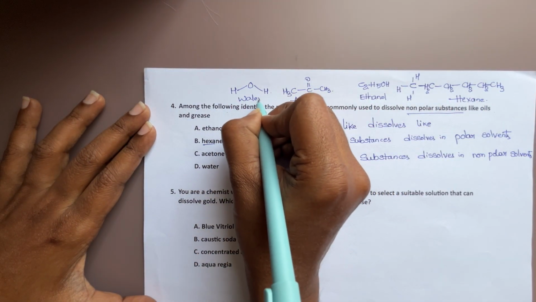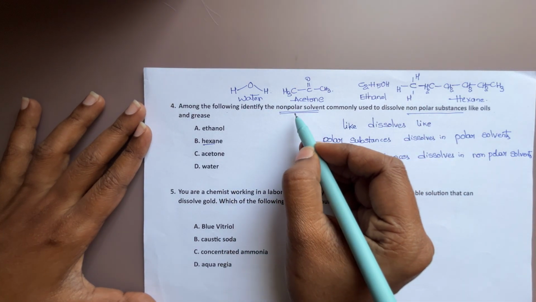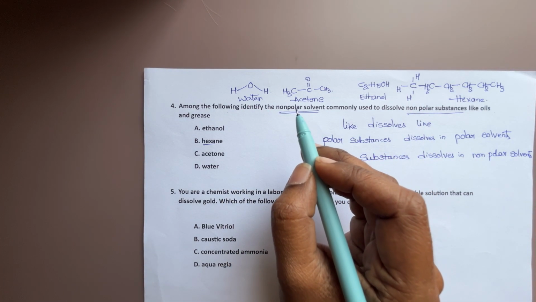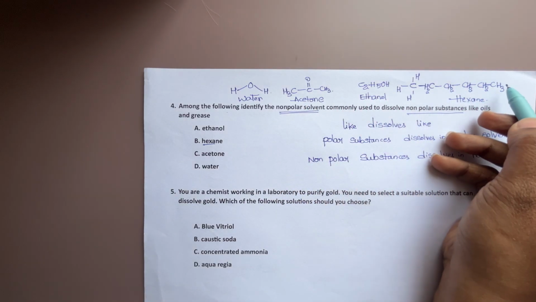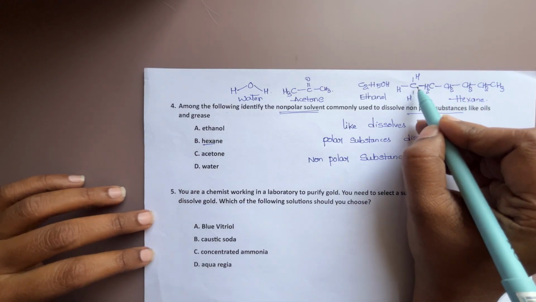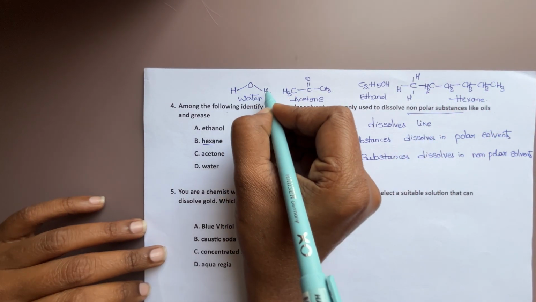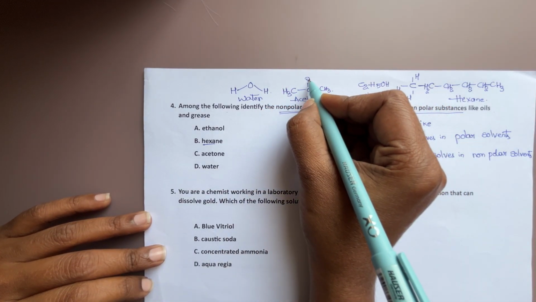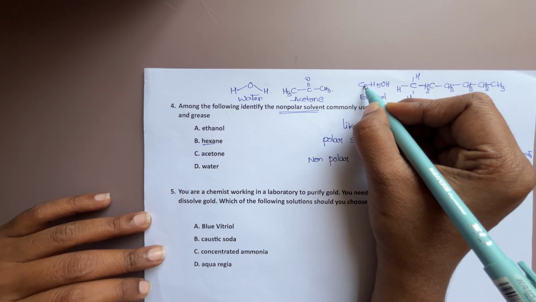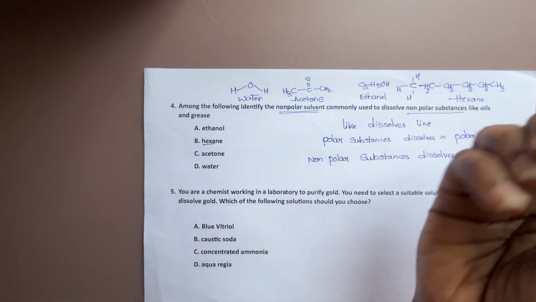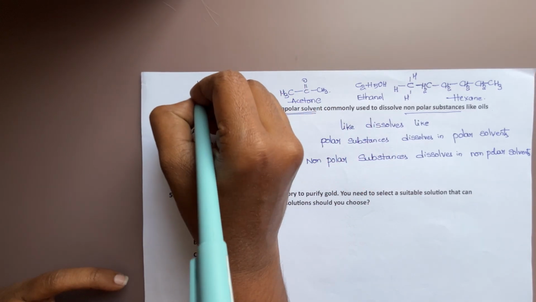Now among all these, we need to identify what is polar and what is non-polar. They are asking for a non-polar solvent. So how to identify non-polar? If all are carbon and hydrogen, there is no electronegativity difference. Oxygen is more electronegative than hydrogen, and also more electronegative than carbon. So if a more electronegative atom is present other than carbon and hydrogen, those are polar.